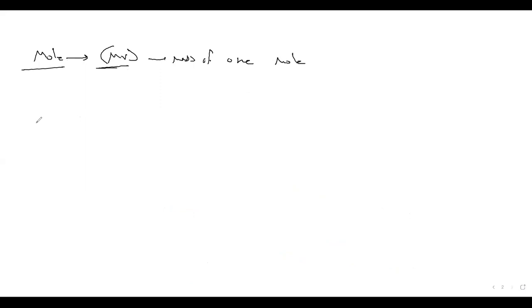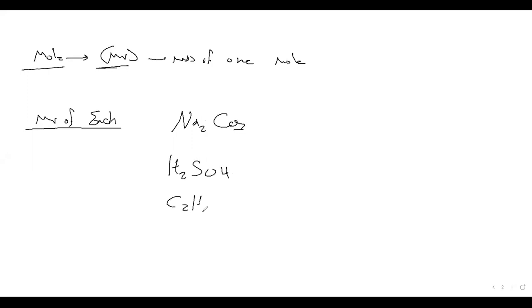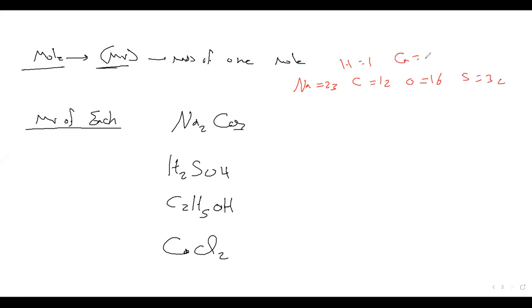For example, write the molar mass of each of the following: Na2CO3, H2SO4, C2H5OH, CaCl2. Knowing that the numbers from the periodic table: Na 23, C 12, O 16, S 32, H equals 1, Ca 40, Cl 35.5. The first one, right?